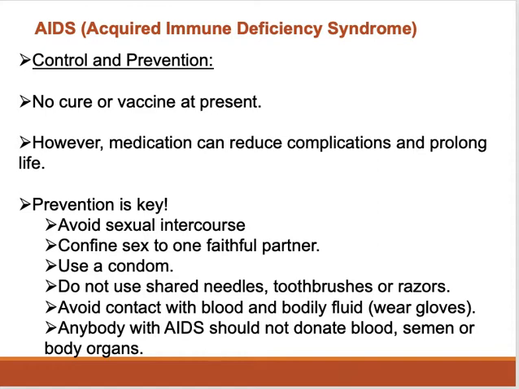Prevention is the key still, and the main methods of prevention would be to avoid sexual intercourse altogether, or to confine it to one faithful partner, or use a condom. Don't use shared needles or toothbrushes or razors. Avoid contact with blood and bodily fluid from others, so wear gloves if you do have to handle blood or bodily fluid. And anybody with AIDS should not donate blood or semen or body organs.